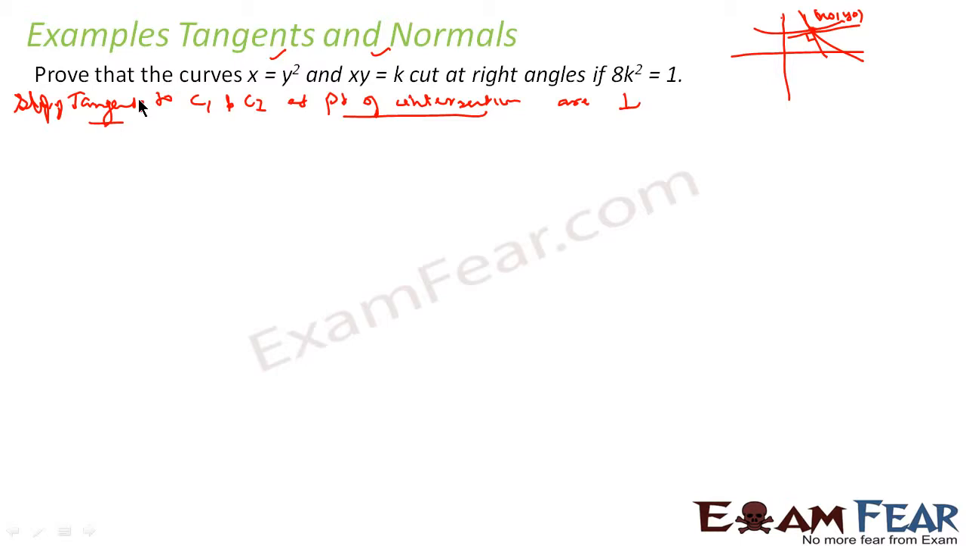So let's first find the point of intersection. To find the point of intersection, let's equate these two curves. The first equation is x is equal to y square, and the second is xy is equal to k.